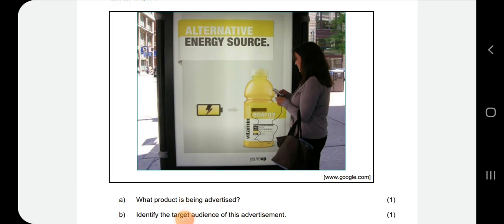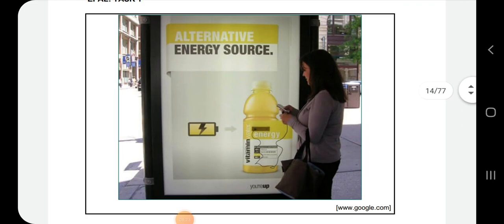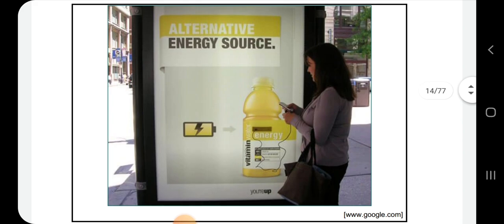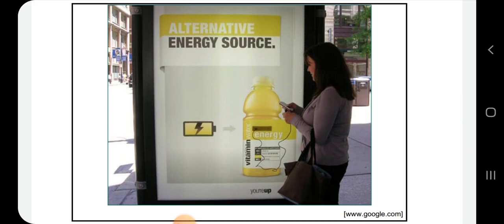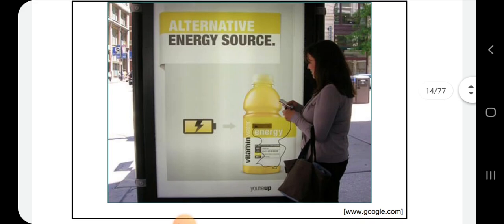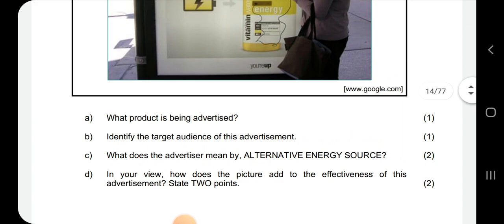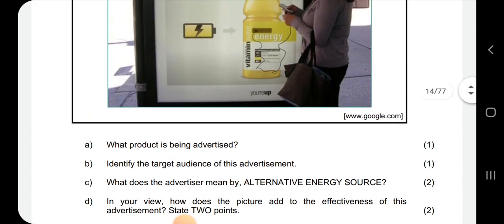Now for practicing, let's look at this image. Now this is an advert. Alternative energy source, vitamin water energy. Now you look at this, and from just this you can try to see what is being advertised, what is grabbing their attention and all that. So just look at this advert and then we're gonna answer the questions that follow. So these are the questions. Try to answer these questions based on this advert.